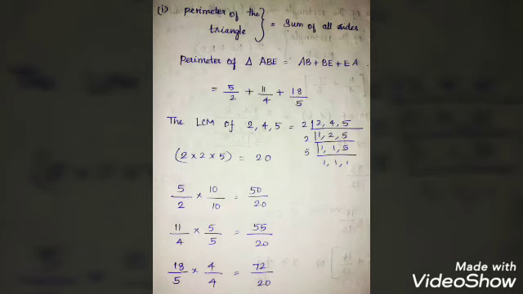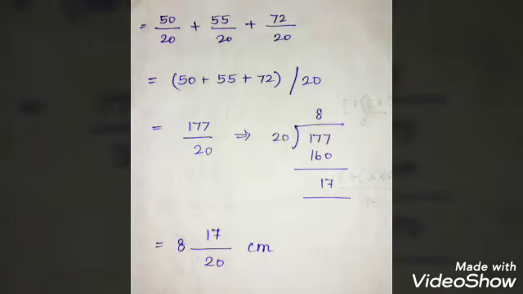See here, the denominators are different. First we have to make the denominators equal. For that we find the LCM. What is the LCM of 2, 4 and 5? 20. Take your first fraction 5 by 2. To make the denominator 20, multiply by 10 by 10. So 50 by 20. 11 by 4 into 5 by 5 is 55 by 20. 18 by 5 into 4 by 4 is 72 by 20. So we changed the denominators to 20, and now every denominator is equal. Now we can add 50 plus 55 plus 72 divided by 20. So if we add, 177 divided by 20.